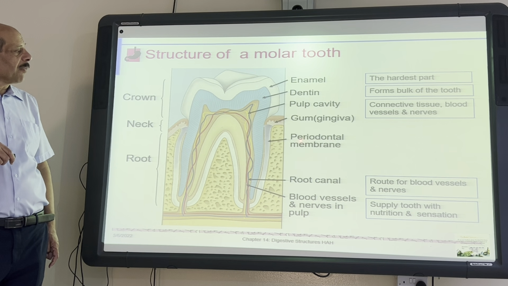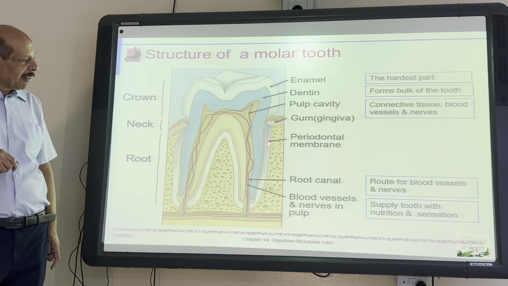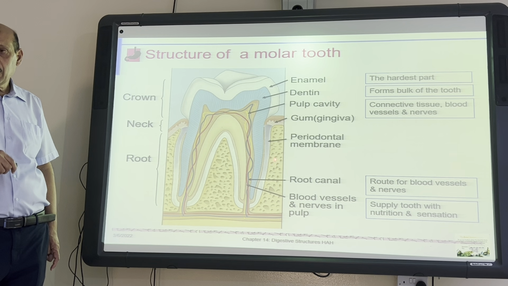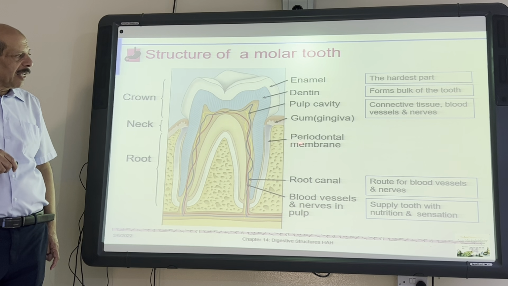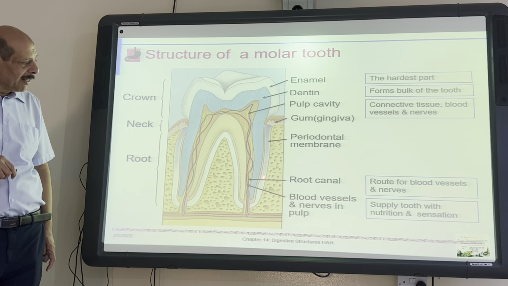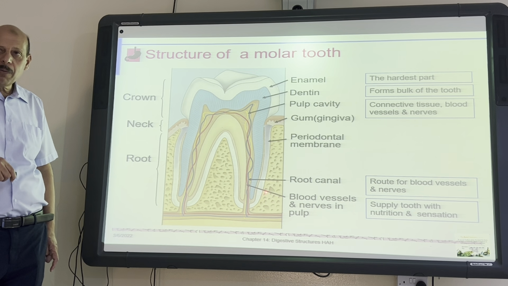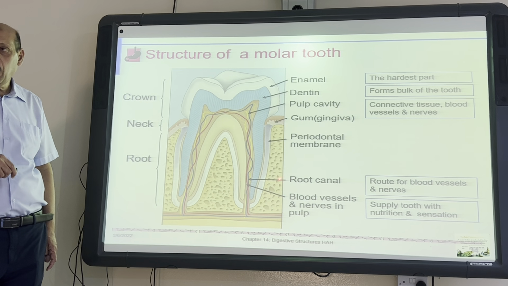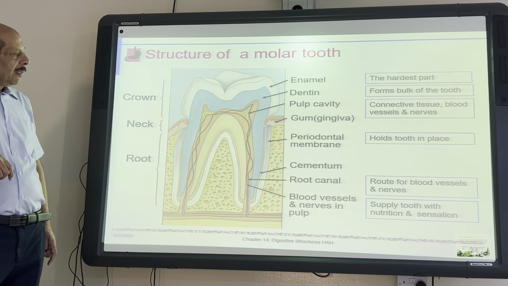This is what we call the periodontal membrane. The periodontal membrane attaches the root of the teeth to the bone of the jaw. We call it the periodontal membrane. So the periodontal membrane attaches the root of the teeth with the bone of the jaw, to hold the tooth in place. This part we call the cementum.